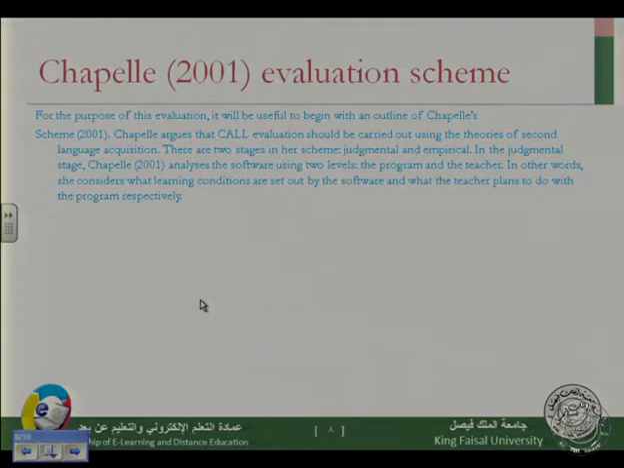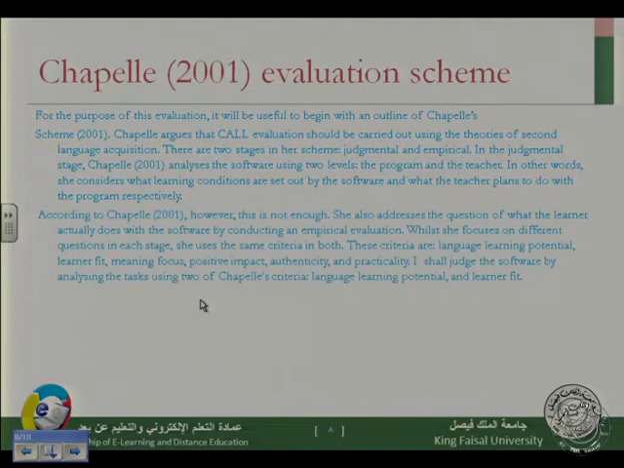In the judgmental stage, Chapel analyzes the software using 2 levels: the program and the teacher. In other words, she considers what learning conditions are set out by the software, and what the teacher plans to do with the program, respectively. So we have the software, and the software says, for example, this software enables the students to do certain things. But the teacher maybe has different goals. Can he accommodate both goals, his goals and the software goals, to achieve what he wants, or are they different? We will see.